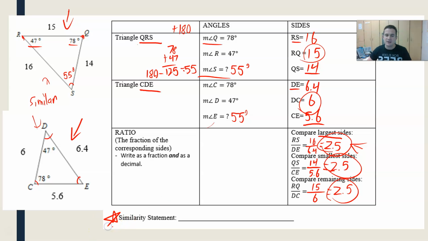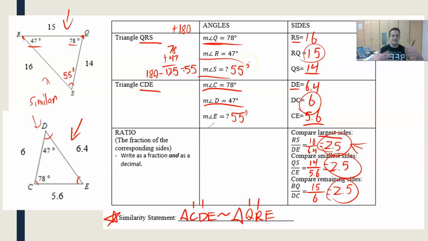So down here, my similarity statement, the way that in math I'm going to write that these two triangles are similar, is triangle CDE is similar to, with this little squiggly sign, triangle QRS. Notice I wrote C and Q first because C and Q have the same angle, D and R next because D and R have the same angle, and so on. So for that first similarity theorem, I didn't even need to know all this other information. If I knew only those two angles, I would be able to know that those two triangles are similar by the angle-angle similarity theorem.